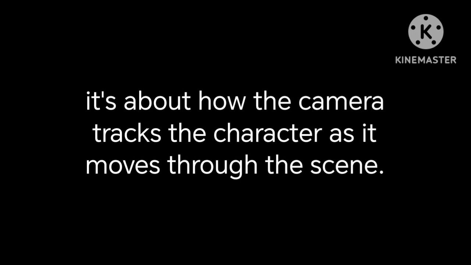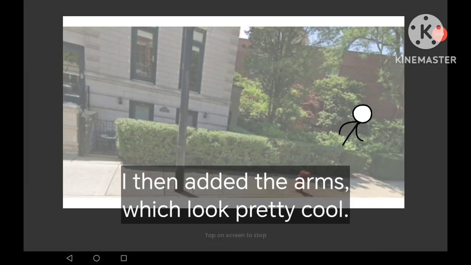I'm not really going to give any shadows, so I'm just going to turn layer 1's opacity down so you can see the stickman easier. After all, this isn't about the animation itself, it's about how the camera tracks the character as it moves through the scene. I then added the arms, which look pretty cool.